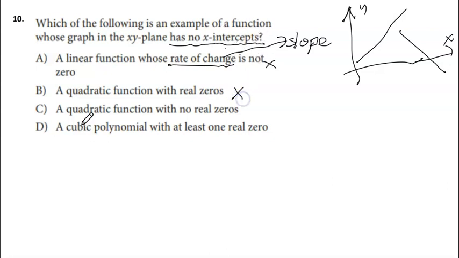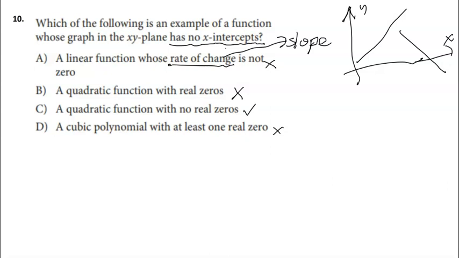So it can't be this. A quadratic function with no real zeros, right? Like I just mentioned, no real zeros, no intercepts, they are going to be the same. Let's check the last one. A cubic polynomial with at least one, because the question says there are no intercepts. So if it has one, if it's rising, if it's doing anything other than not having solutions, then it's not true. So there we have it.